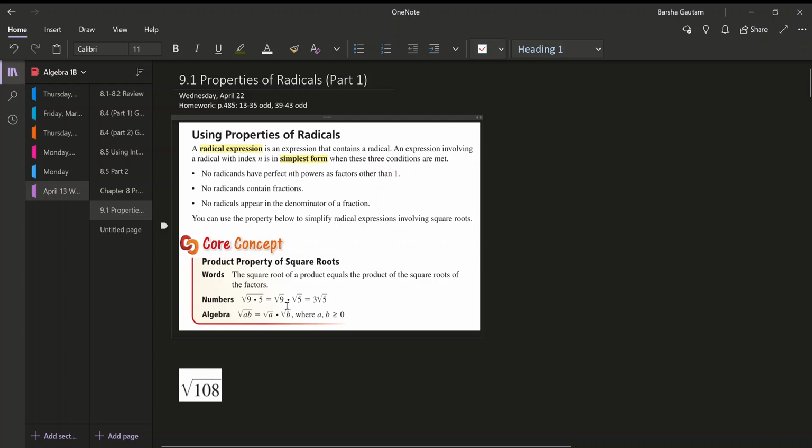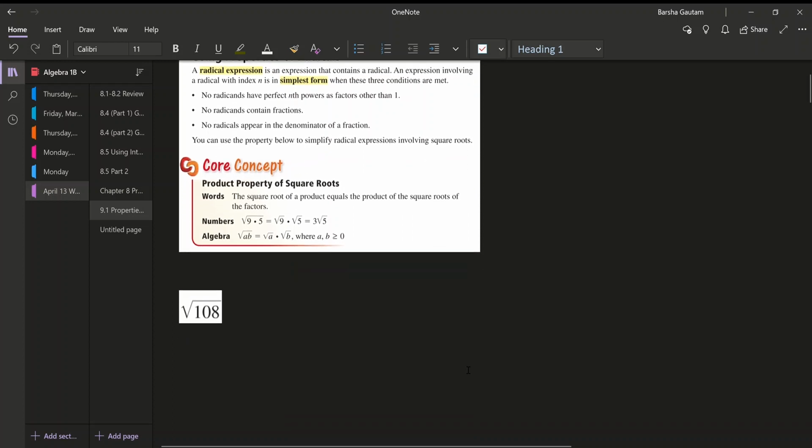We can go ahead and separate these two. So we can do root 9 times root 5, which is equal to 3 root 5. And where did this 3 come from? This 3 came from finding the square root of 9. The square root of 9 is 3, so we take it out and put it in the front. The key point to remember here is that when you have the root of 9 times 5, you can separate those into two separate square roots. So here's the rule in algebra form, and b has to be greater than 0.